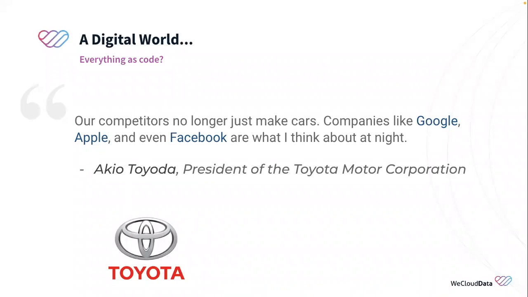Our competitors no longer just make cars. Companies like Google, Apple, and even Facebook are what I think about at night. So this was Akio Toyota's response to, I think, a reporter who was just trying to figure out what Toyota's been up to, what they think about the future and things like that. So I think that reporter was expecting names like Nissan or Ford, in terms of their competitors and trying to keep up with them. But Akio responds with names like Google, Apple, and Facebook. Those aren't names that you would associate with car manufacturing companies.